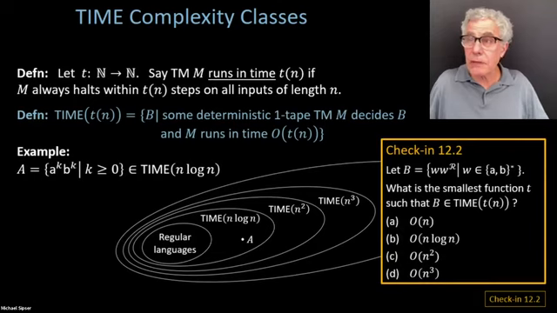I'll pose it as a question for you. Which time complexity class is that language B in? Is it time order n log n squared, and so on? What do you think?